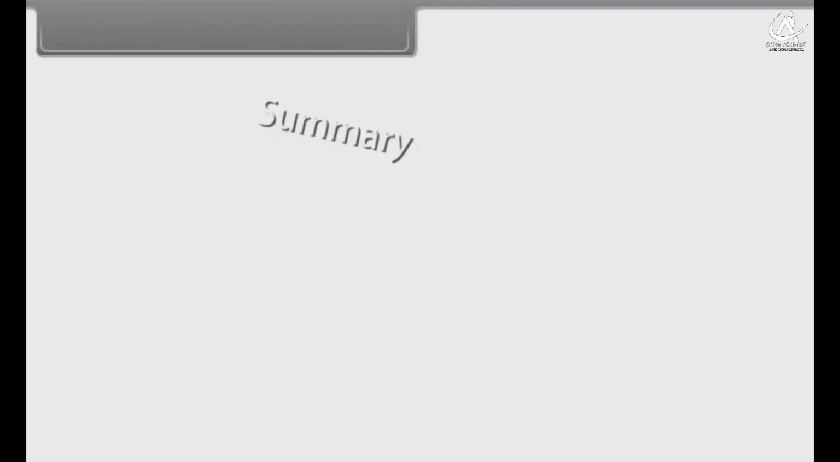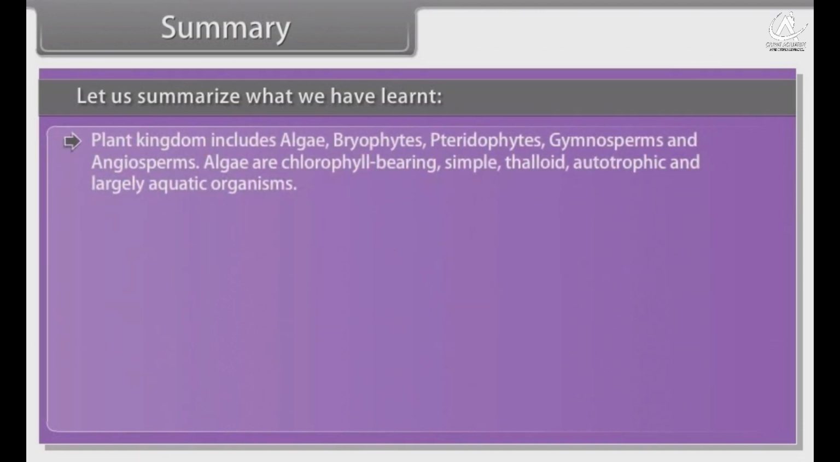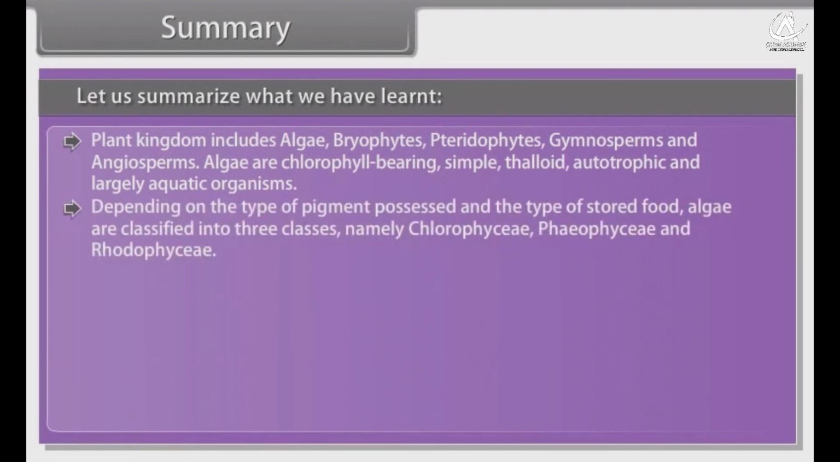Summary. Let us summarize what we have learned. Plant kingdom includes algae, bryophytes, pteridophytes, gymnosperms and angiosperms. Algae are chlorophyll-bearing, simple, thalloid, autotrophic and largely aquatic organisms. Depending on the type of pigment possessed and the type of stored food, algae are classified into 3 classes, namely Chlorophyceae, Phaeophyceae and Rhodophyceae.